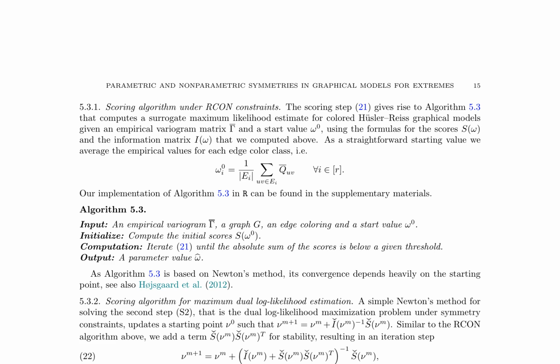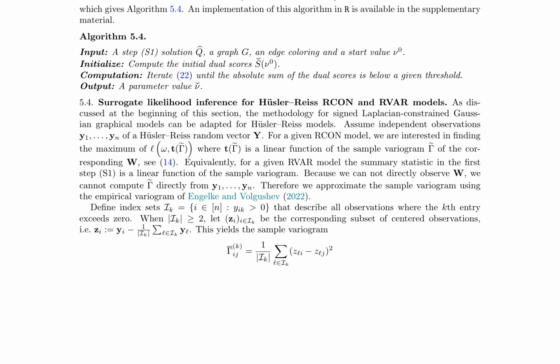Next, algorithm 5.4 is introduced for maximum dual log likelihood estimation, which updates a starting point using Newton's method. This algorithm also converges based on the starting point, as demonstrated in Huysgaard et al., 2012. Finally, the section discusses surrogate likelihood inference for Hüsler-Reiss Archon and RVAR models, focusing on finding the maximum of the likelihood function using the empirical variogram.